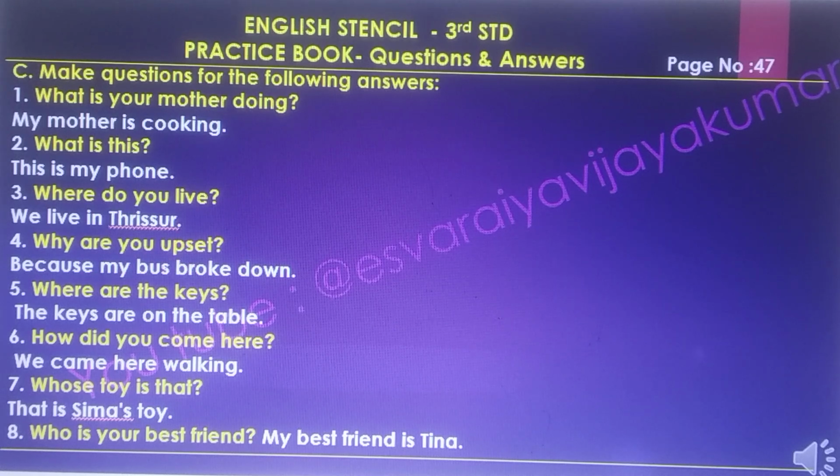Why are you upset? Because my bus broke down. Where are the keys? The keys are on the table. How did you come here? We came here walking. Whose toy is that? This is Seema's toy. Who is your best friend? My best friend is Tina.